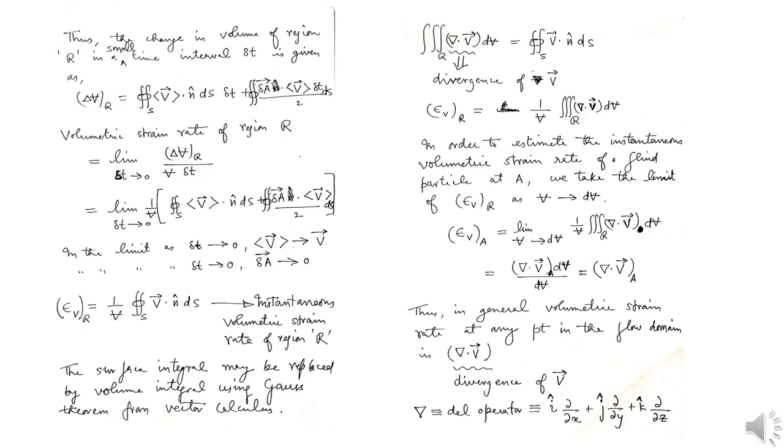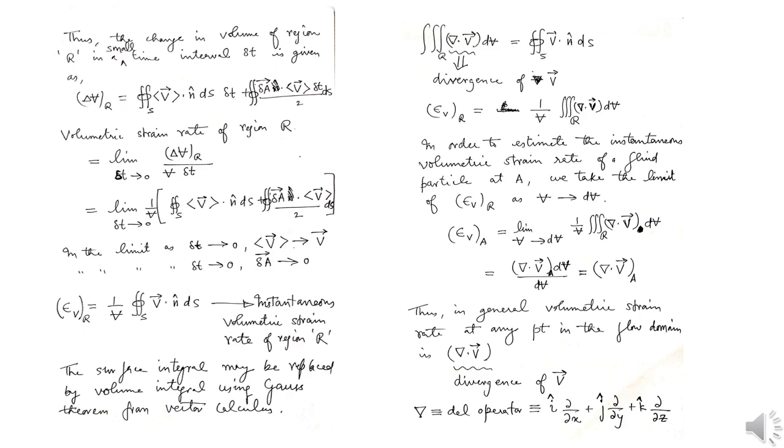So this is in general the volumetric strain at any point in the flow domain. So it means that if I am just interested in finding at any point the volumetric strain rate of a fluid particle that is at that point at a given instant of time, this is guaranteed by the concept of continuum. So I just need to take the divergence of the velocity field at that point.